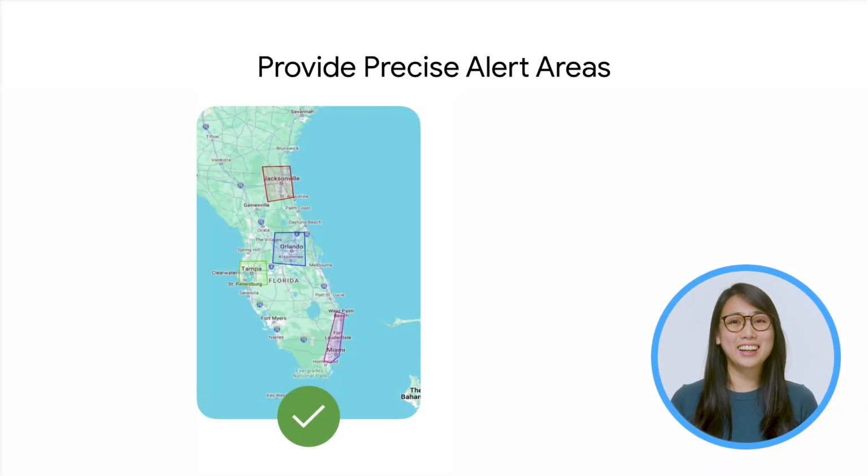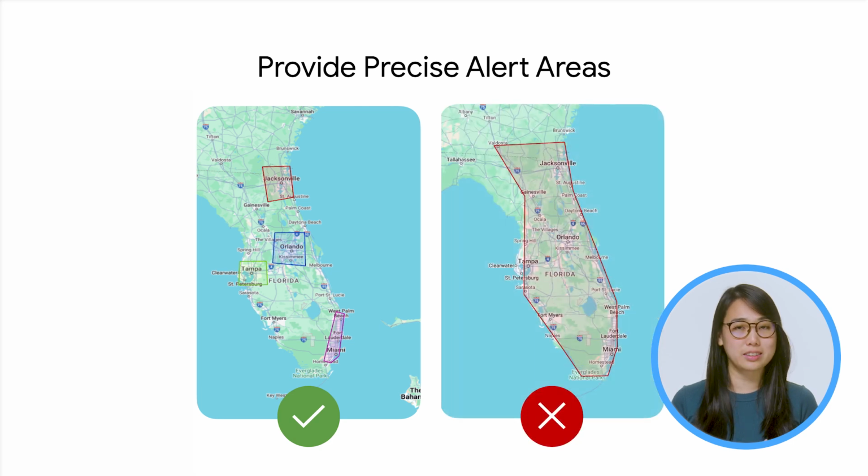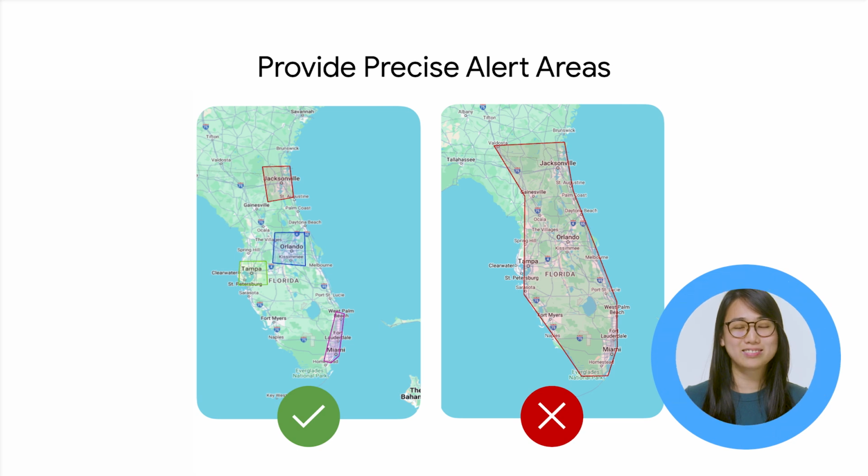Provide precise alert areas by using polygons instead of geocodes to define the affected area. Avoid overly large polygons, for example. Sending a single alert to warn all 50 states in the US is not feasible and also won't be accurate for the users. Instead, split them into smaller and more targeted alerts relevant to each area. Also, please ensure your polygons stay within your jurisdiction.